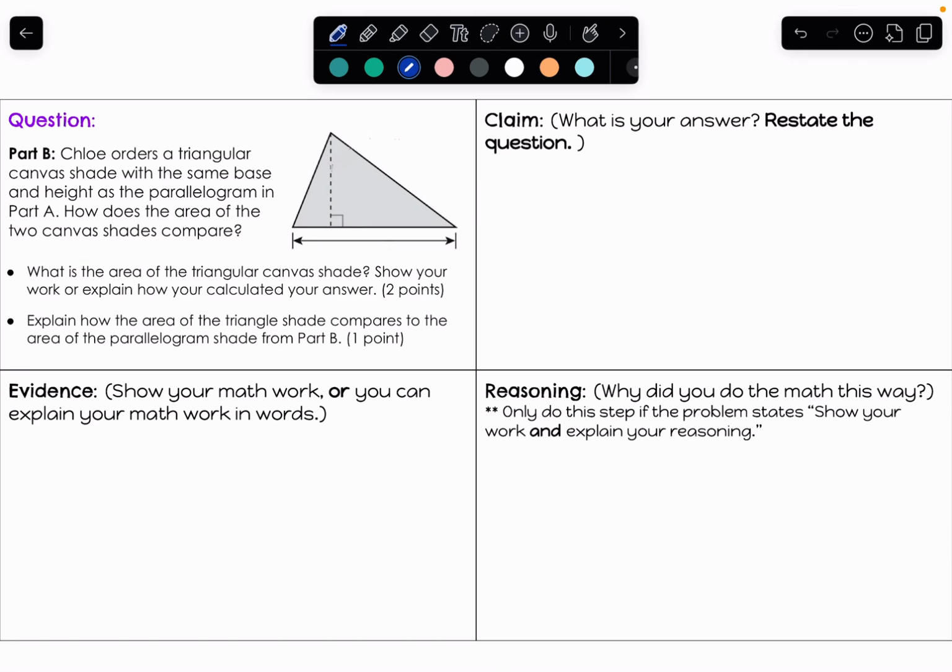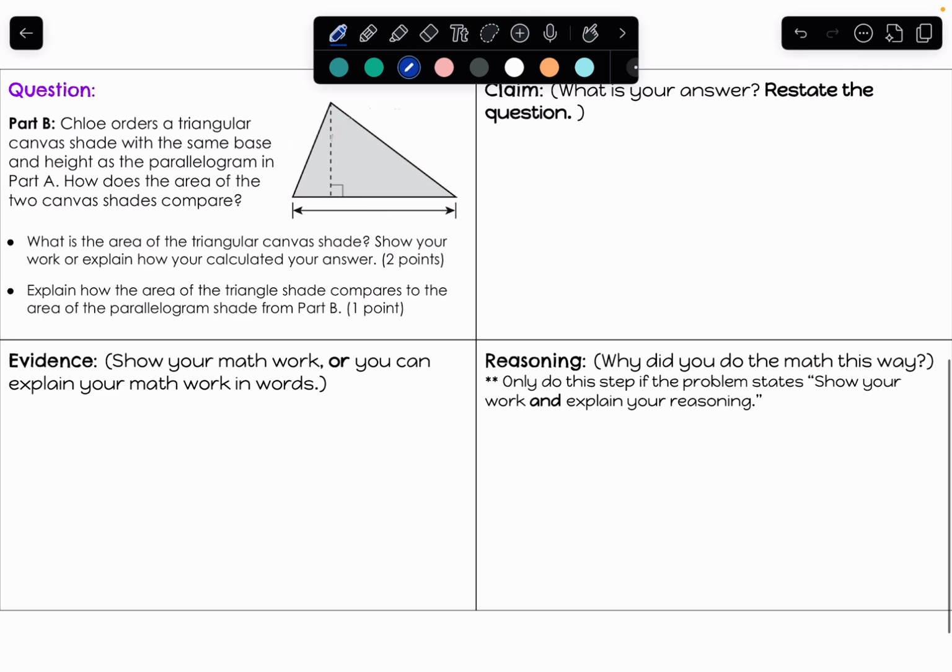Now let's do part B. Part B says, Chloe orders a triangular canvas shade with the same base and height as the parallelogram in part A. How does the area of the two canvas shades compare? Then they have 2 bullet points. We need to make sure that we answer both to get all of our points.